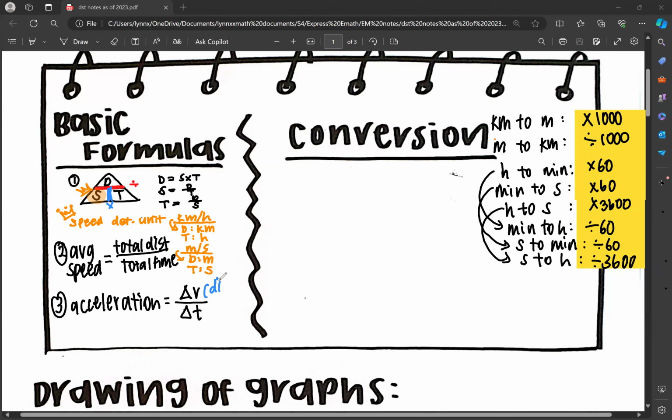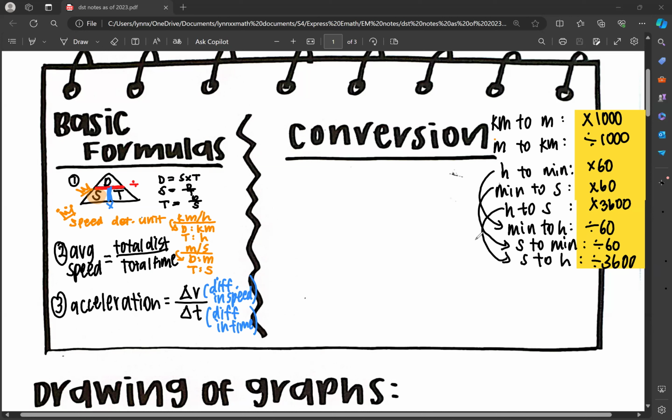It means that it's the difference in the speed divided by the difference in time. It's called the acceleration. Difference of the speed divided by the difference in time. All right. So right now, let's go to conversion.